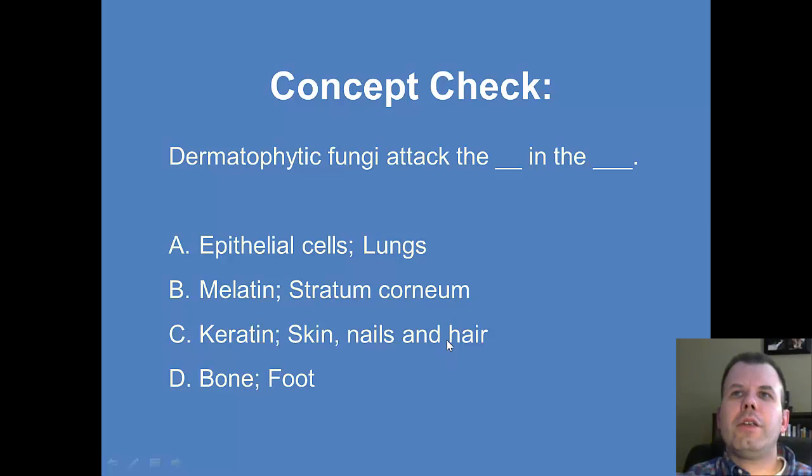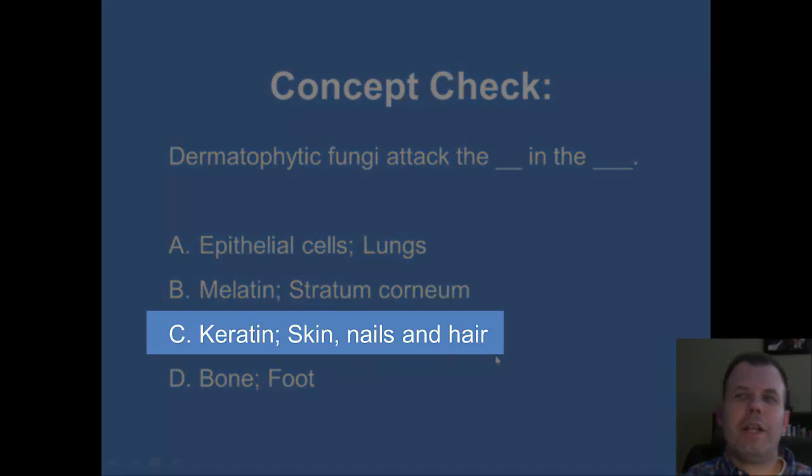Okay, so again, dermatophyte fungi attack the blank and in the blank. So what do they attack? Do they attack the epithelial cells in the lungs, the melanin in the stratum corneum, the keratin in skin, nails, and hair, or the bone and foot? So which ones do the dermatophyte fungi attack? Okay, if you said the keratin, skin, nails, and hair, you would be correct.